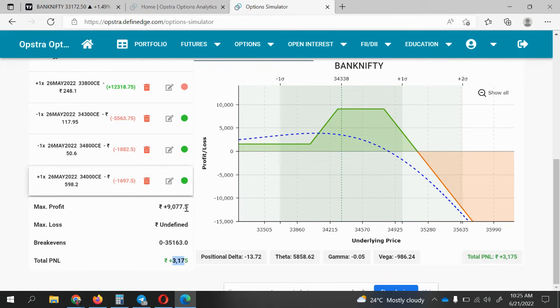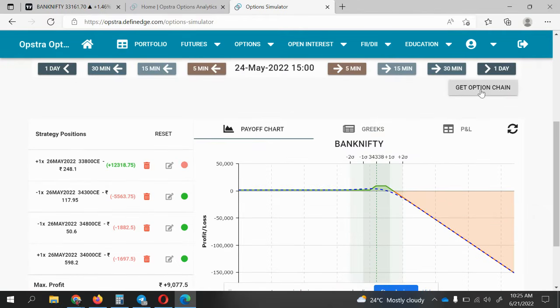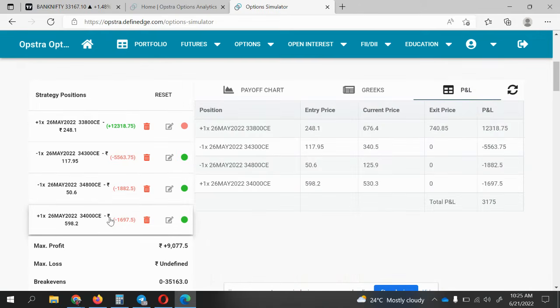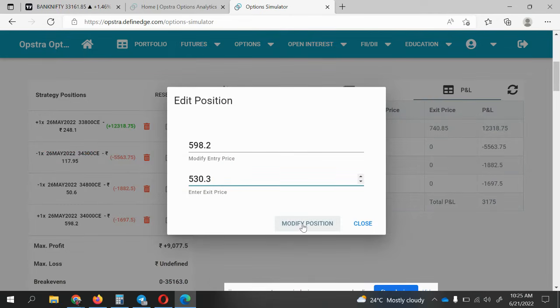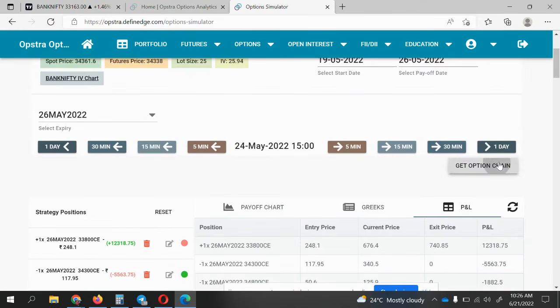If you want, you can exit the trade, but if you want to hold the trade, go to profit and loss. This is a ratio spread, right? So you have two sold positions, friends. What you can do is book this call. Modify, and then you can go for 34,100. Well, let's see what happens. I'll buy 34,100.